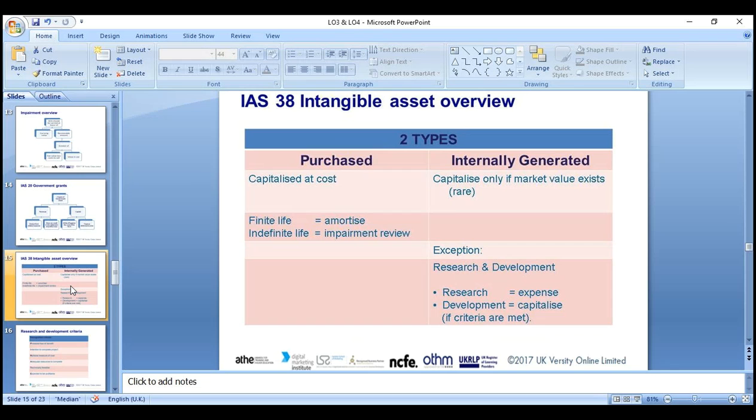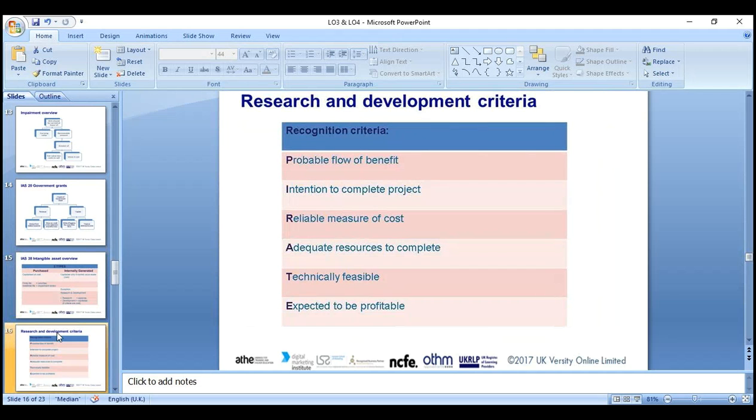Now we can capitalize if the criteria are met. So we can include the development cost, on which we spend money, in our balance sheet as goodwill. Any question? All right, sir.